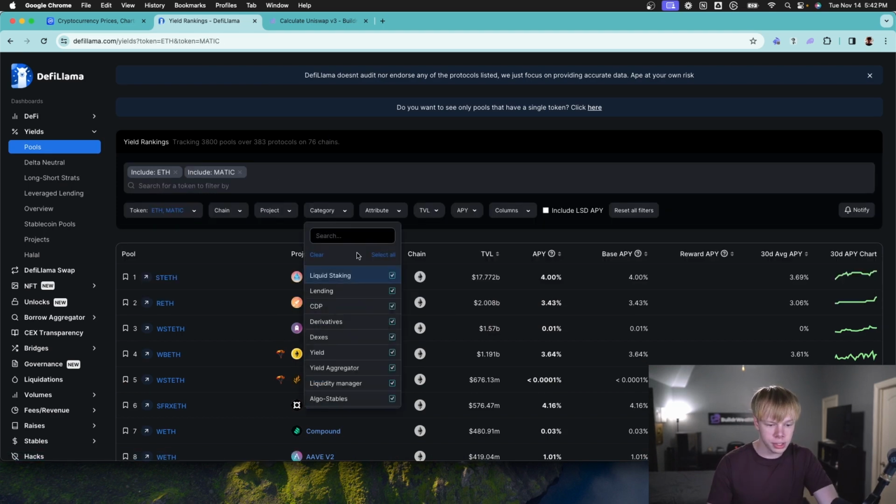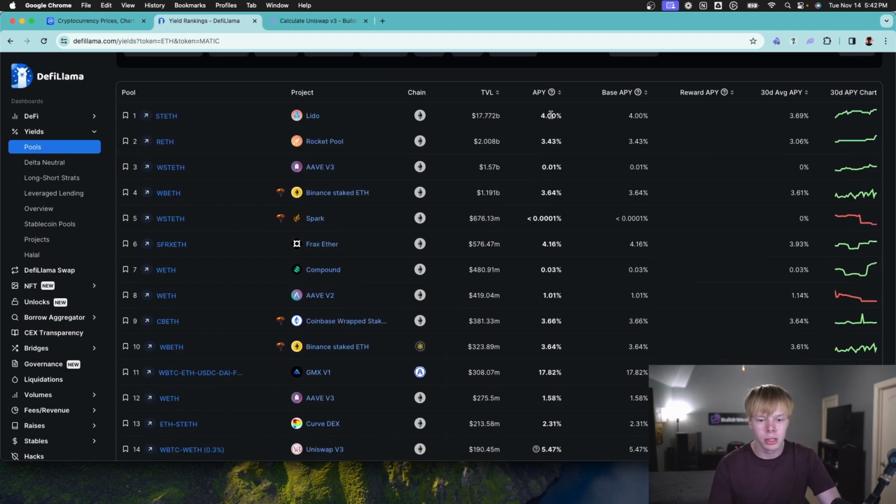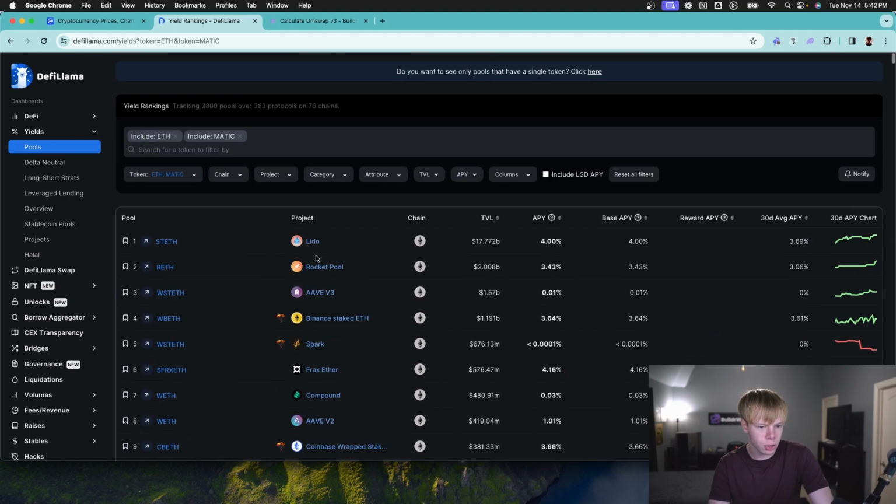We can also go and select different categories like staking, lending, derivatives, as well as concentrated liquidity pools, all that cool stuff. So if we want, we can stake Ethereum for 4%, or we could stake it for 3.5%. Going down, we could stake Matic for roughly 4.5%, but there's also a lot of liquidity pools as well.